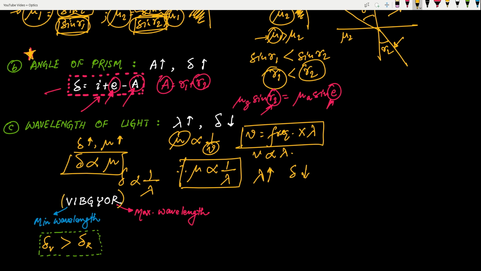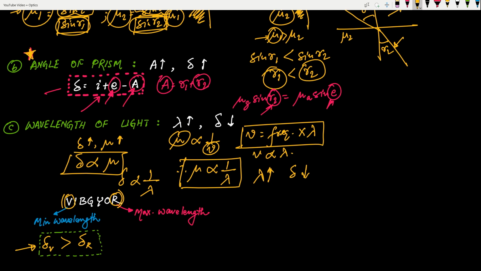Now let's look into the visible spectrum of light, that is VIBGYOR, or violet, indigo, blue, green, yellow, orange, red. And we know that red light has the maximum wavelength and violet has the minimum wavelength. Since red has the maximum wavelength, lambda is max, therefore red light will have the minimum or least deviation. I hope this much is clear. So I have written down here that deviation for violet light will be maximum because the wavelength of violet light is minimum, and the deviation of red light will be minimum because the wavelength of red light is maximum. I hope this is clear.